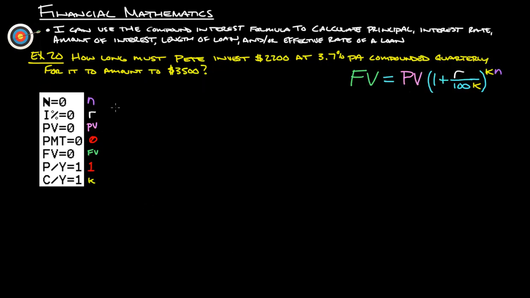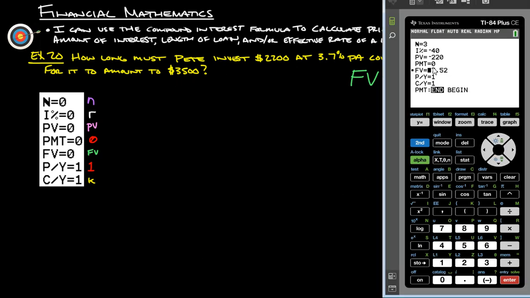Next one, we've got Pete. How long must Pete invest $2,200 at 3.7% compounded quarterly for it to amount to $3,500? So we bring this up here, and the how long is the n, so we're going to solve for that. And if you'll remember earlier, we had to do this with logarithms, so this calculator is going to make this a bit easier. So investing 2,200, so that's negative 2,200. Oh, sorry, that's the interest rate. That would be bad. That is 3.7. And then the investment is negative 2,200.